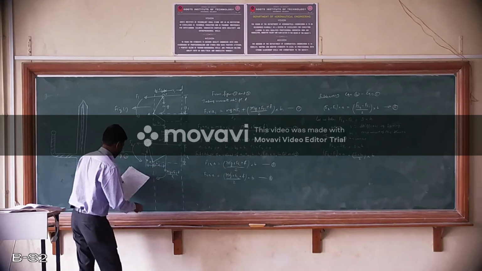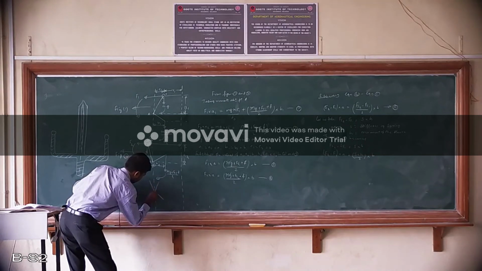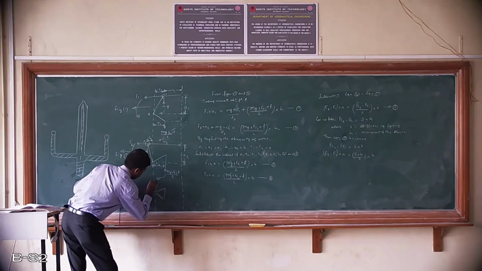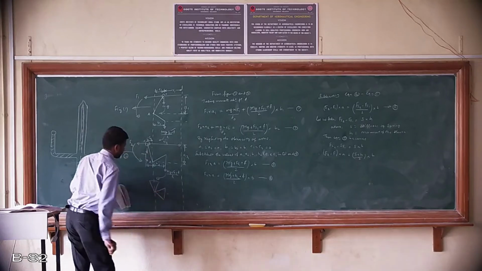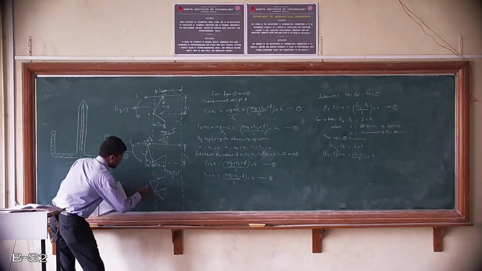Now if I consider, so this is for the mean position and this is for the maximum position. This is for the mean position and this is for the maximum. One is for minimum position and another one is for maximum position.